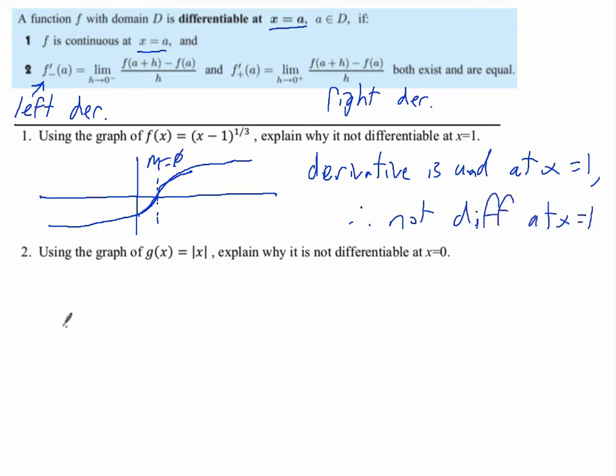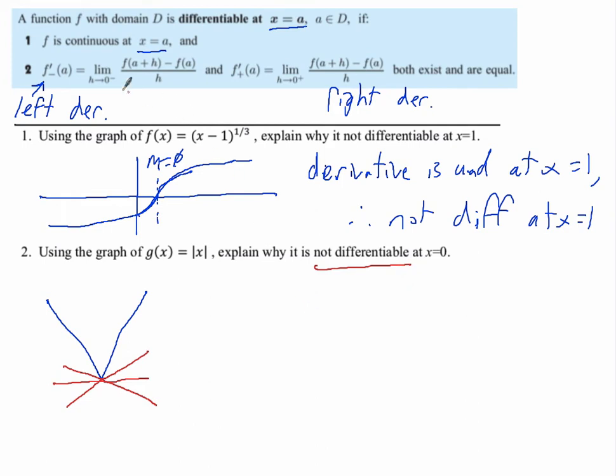Okay, if we look at absolute value of x at x equals 0, if you think about it, you cannot draw one tangent line at that point. Because it's a sharp point, there's an infinite number of tangent lines you can draw, so therefore there cannot be a derivative there, right? So if you have a sharp point like that, it's going to be not differentiable.